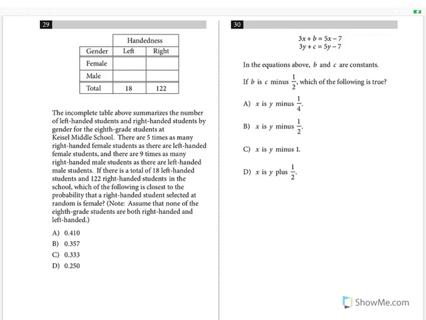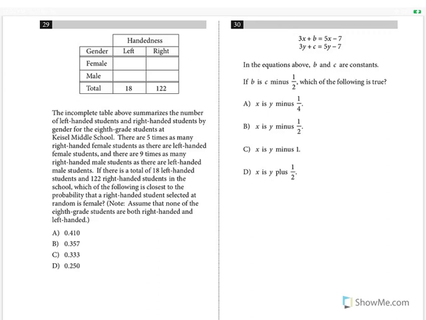If there is a total of 18 left-handed students and 122 right-handed students in the school, which of the following is closest to the probability that a right-handed student selected at random is female? Note, assume that none of the 8th grade students are both right-handed and left-handed. Okay, that is a mouthful right there. So how are we going to get started?